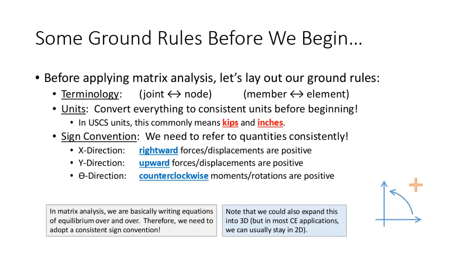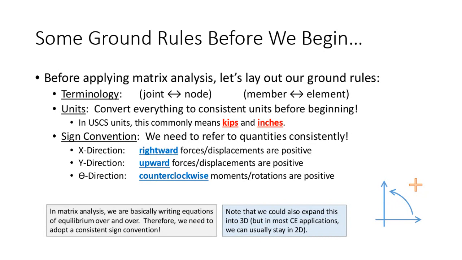In matrix analysis, basically what we're doing is writing equations of equilibrium. If you go back to statics, when you write an equation of equilibrium, we say, okay, let's sum forces in the x direction. But when we write this equation, we're going to assume all the forces to the right are positive. So we're always going to consider forces to the right positive, displacements to the right positive. In the y direction, we're going to consider upward forces positive, upward displacements positive. That's something you really need to drill into the back of your head: this is the sign convention we're going to use.